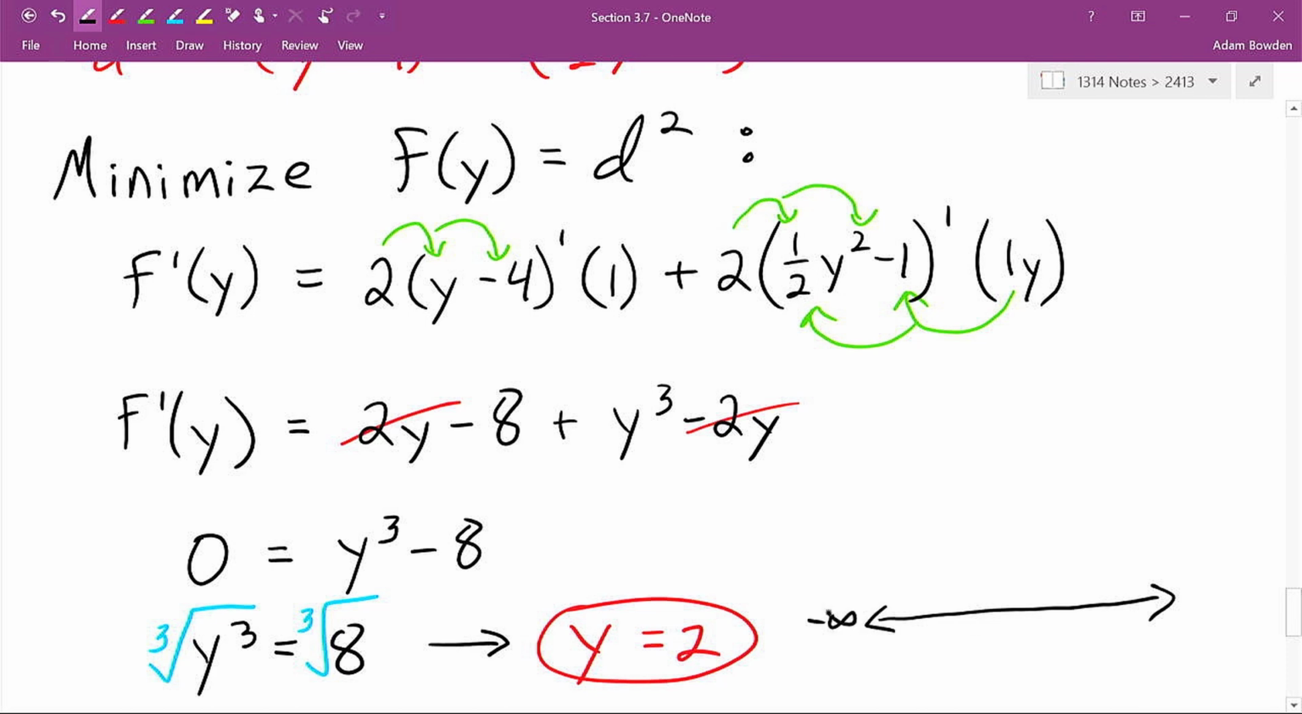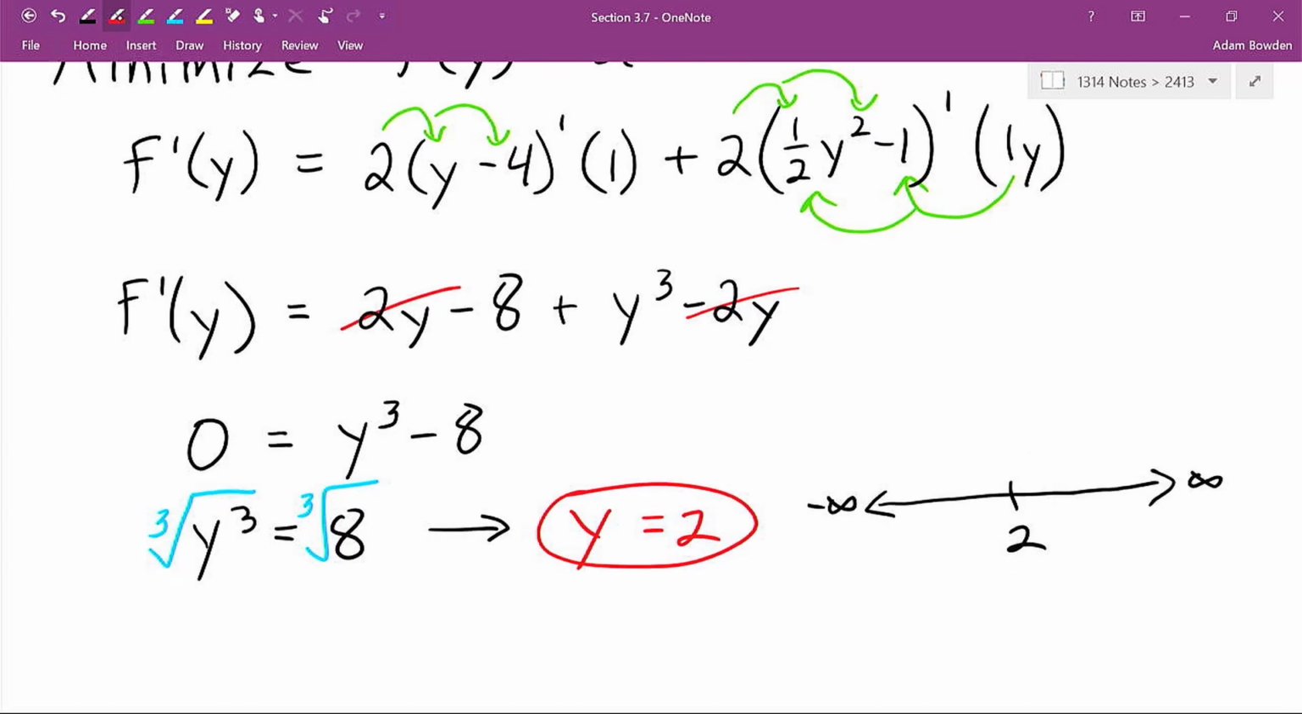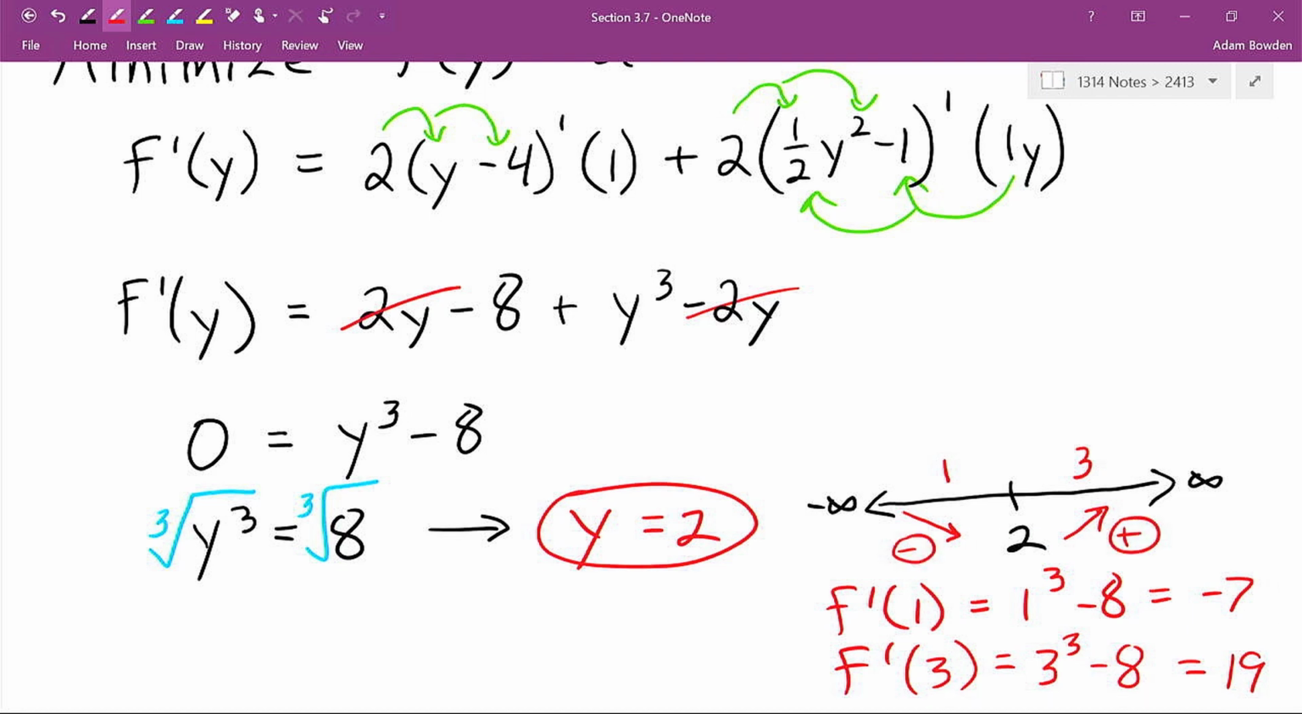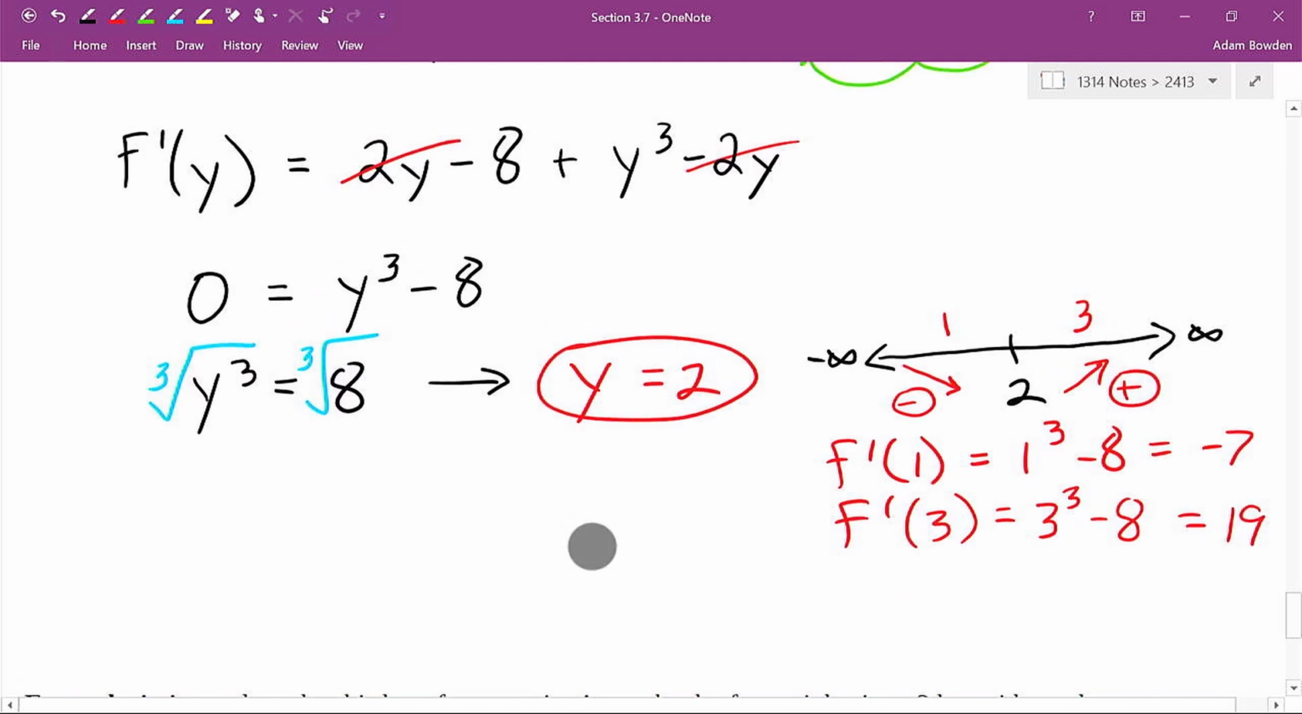And so if I visualize what's going on here with the number 2, and if I choose some test values on either side and check those with the derivative, f prime of 1 would equal 1 cubed minus 8, which is equal to negative 7. So it's a negative number, it's decreasing. And then f prime of 3 would be equal to 3 cubed minus 8, which is positive 19. Being that it's positive, it would be increasing. So this shows that we can be assured that at 2 there would be a local minimum.